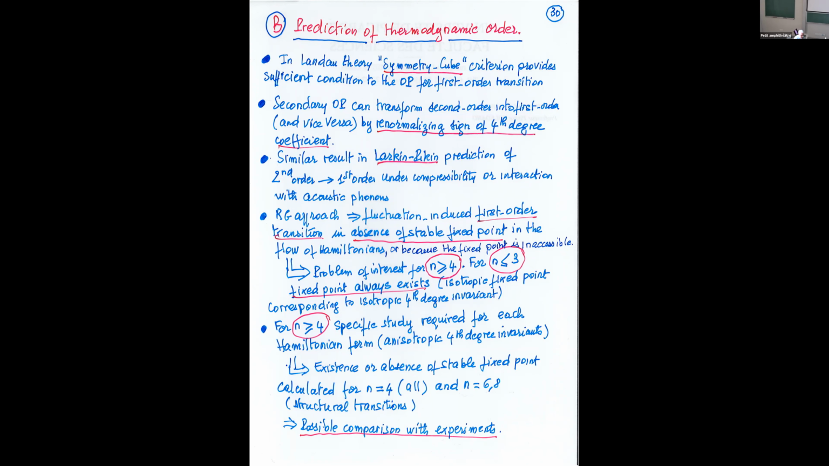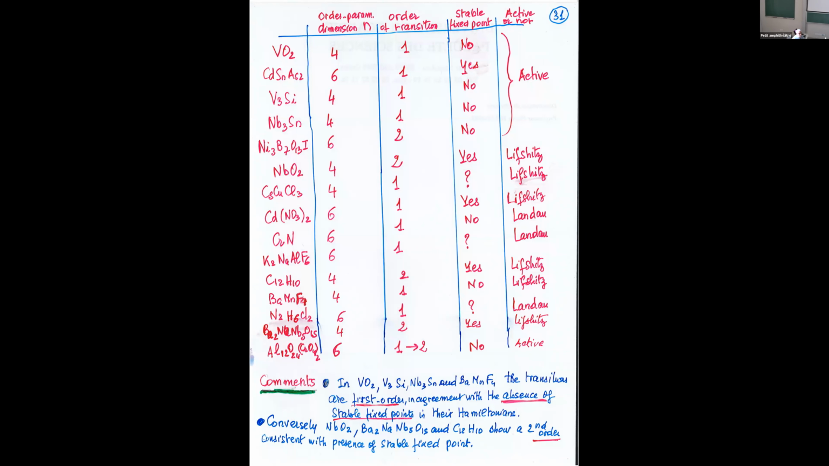There was a possible comparison with experiment, which has been done in a number of materials. So here I have listed the materials which I could find with n equal 4 or n equal 6, the number of order parameter components, the order of the transition, and whether it has been measured or calculated, except for some question marks. And in the last column, I have noted, because it could have some importance, but in reality it doesn't, whether the order parameter is active. Active means that it fulfills the Landau criterion, no cubic term, and the Lifshitz condition.